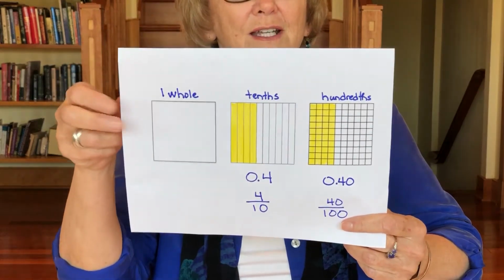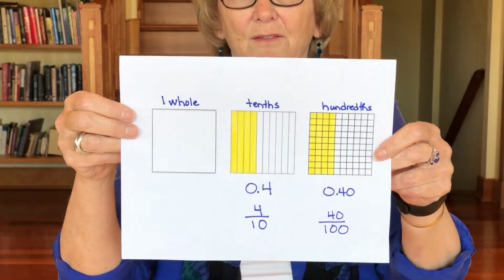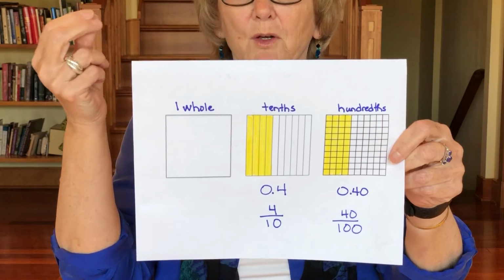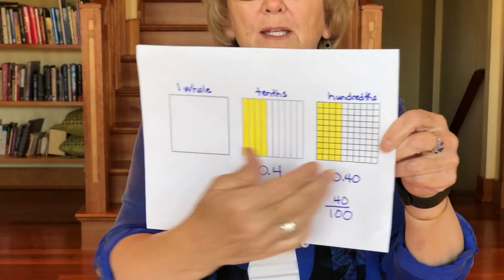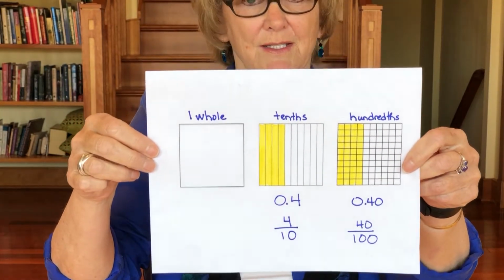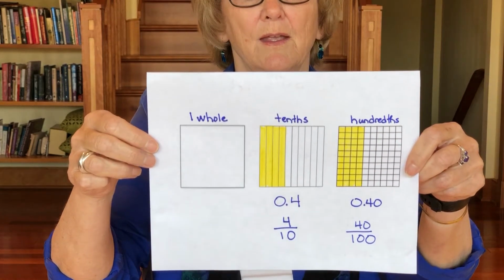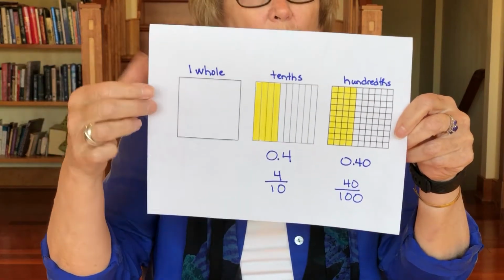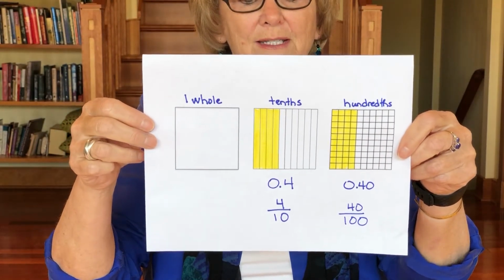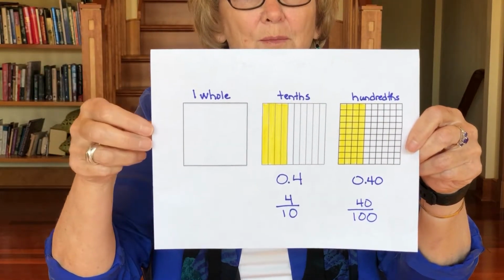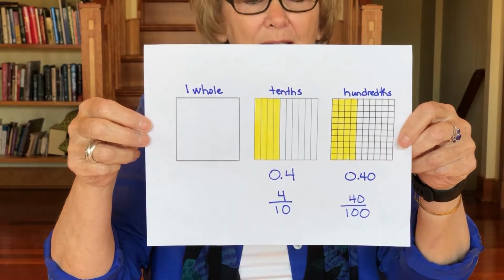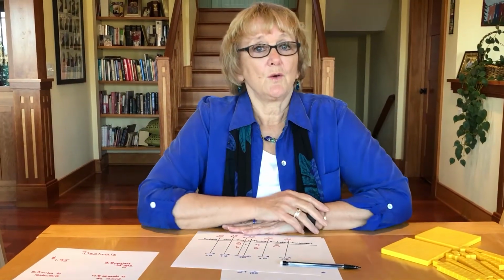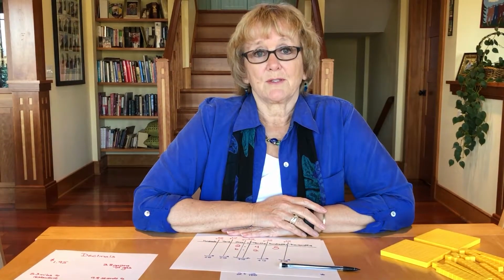So the understanding that students need to have comes from naming them correctly and also being able to sketch these decimals. There's place value at work here. When we sketch them, we have a better understanding of what the digits are representing in each one of those place values. Well, in 5th grade, we then move on to operations with decimals.